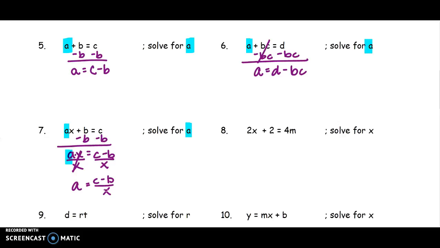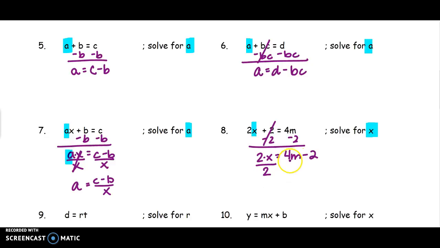In problem number 8, look, we have numbers again. Yay! We need to get x alone. So first thing you would do, you're like, oh, I know this. I'm going to subtract 2. Good job. So we have 2x is equal to, well, can I say 2m? No, because this one does not have a variable. So it's just 4m minus 2. The next step to get x alone is dividing by 2.